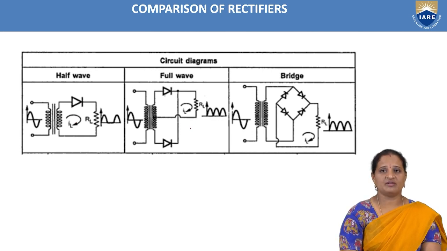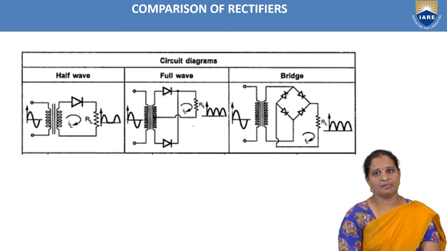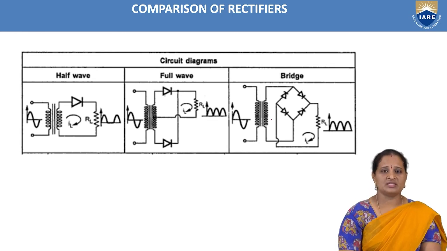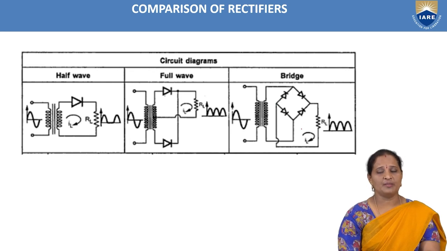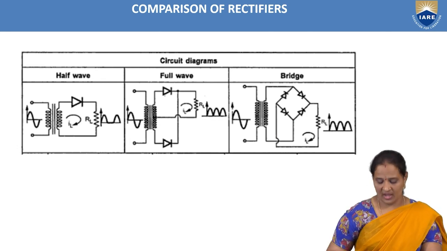Whereas in center tap full wave rectifier, two diodes are used and a tapping is used at the center of the secondary winding. Whereas in case of bridge rectifier, there is no tapping at the center of the secondary winding, but four diodes are used here, which are connected in bridge configuration. So this is the difference in the circuit diagram.